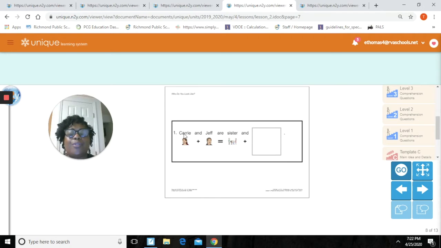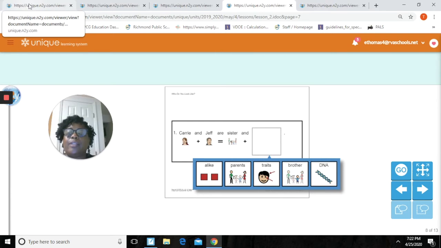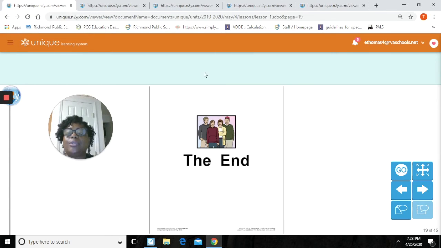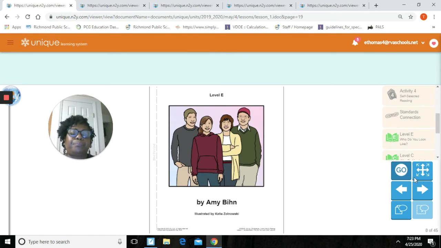So let's read our first sentence. It says, Carrie and Jeff are sister and here are our choices. Alike, parents, traits, brother, DNA. So let's see what the correct word is. And we have to use our story. We can use our story to find out the answer, okay?